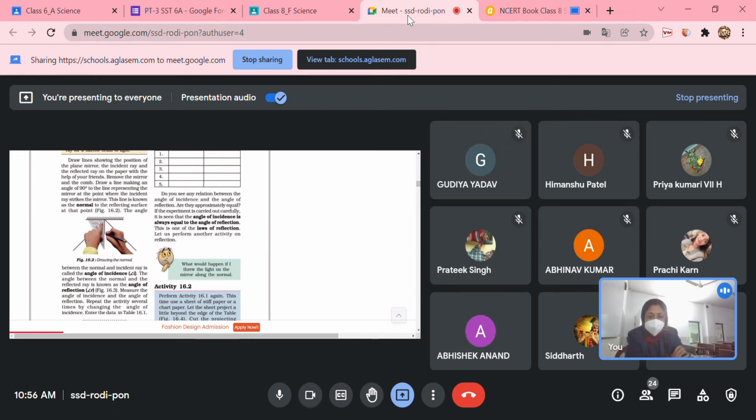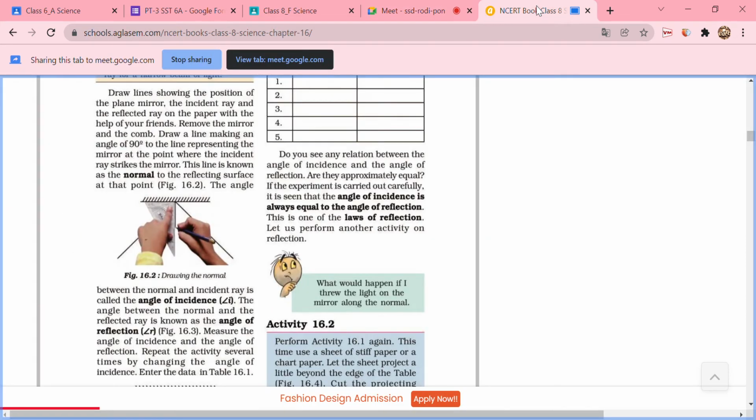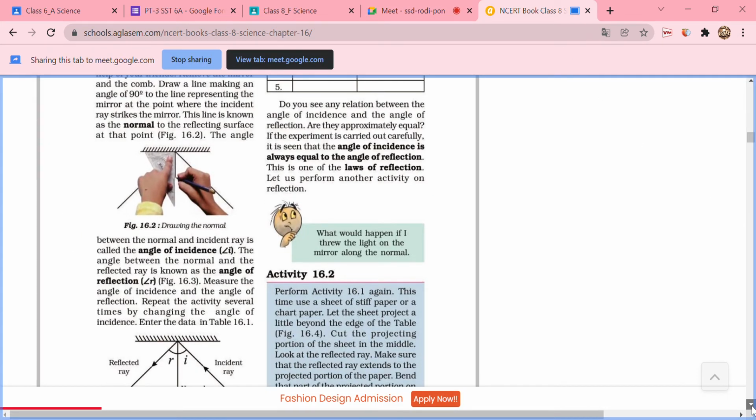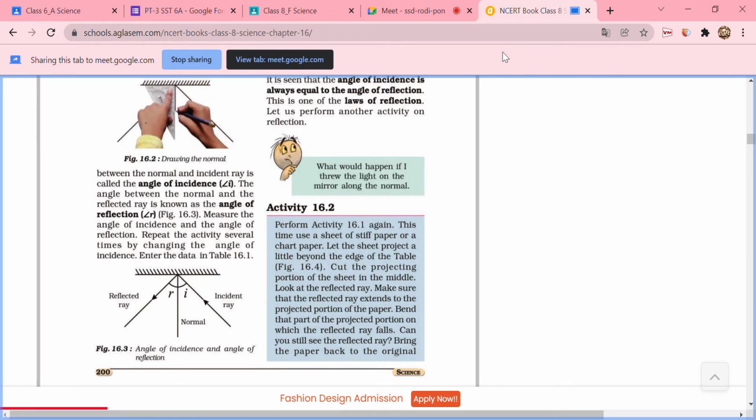Now continue. "The angle between the normal and incident ray is called the angle of incidence. The angle between the normal and the reflected ray is known as the angle of reflection. Measure the angle of incidence and the angle of reflection. Repeat the activity several times by changing the angle of incidence. Enter the data in table 16.1. Do you see any relationship between the angle of incidence and angle of reflection?"